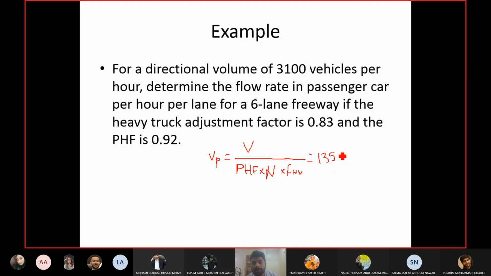1353, and the units will be passenger cars per hour per lane. Per lane, because you divide by the number of lanes; passenger cars, because you divide by FHV. And this will now be the flow rate, the maximum flow rate, because you also divide by the peak hour factor.